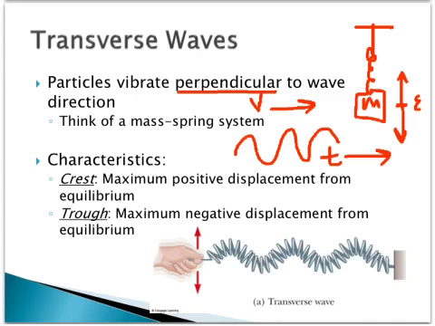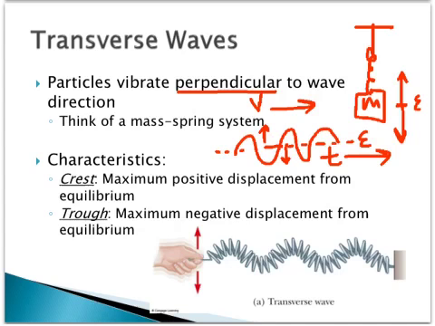And notice that the particles are oscillating. If this is equilibrium, this mass would be vibrating perpendicular. It's going to go up to some maximum positive amplitude and then down to some negative amplitude. So it's vibrating up and down while the wave is moving from left to right. So there's a perpendicular 90-degree angle. Those are the characteristics of a transverse wave.